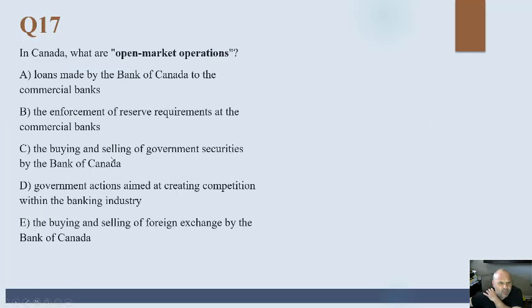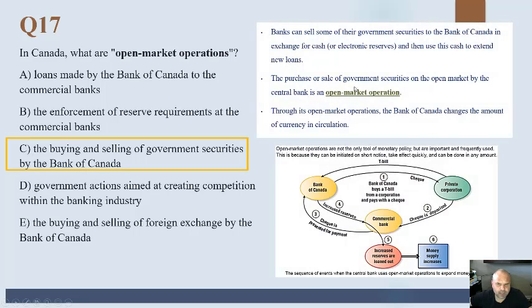Okay? In Canada, what are open market operations? Okay, so what is the best answer? Hit pause. Okay, the correct answer is C. It's the buying and selling of government securities by the Bank of Canada. And I just put here some review notes for you so you can take a look. So this is a good diagram to go through. It shows you the steps in terms of open market operations. In this case, the Bank of Canada is buying a T-bill from a corporation. And when the Bank of Canada buys securities on the open market, they increase the money supply.